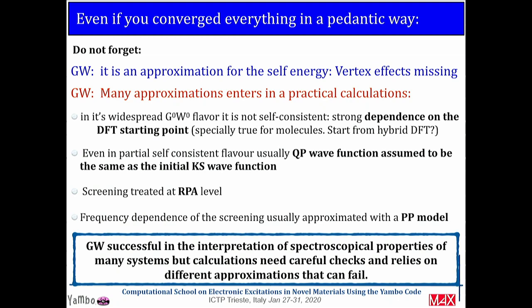So this is my final message: I would say GW is a successful interpretation of spectroscopic properties of many systems, but it relies on many approximations that can also fail.